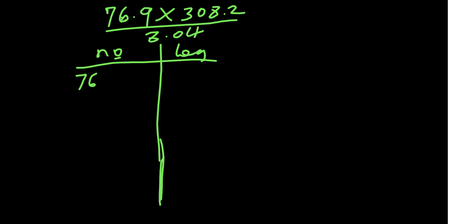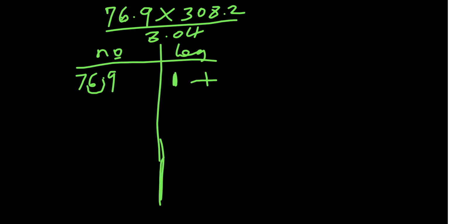76.9, this is the first number. So we have to find the logarithm of this number, and before we do that, remember we said we convert it to standard form. So we move the decimal point to this place, and the characteristic value is 1. We are going to combine this characteristic value with the mantissa value. Remember we said that the characteristic value plus the mantissa value gives you the full logarithm of a number. The mantissa value is the one you get from your logarithm table.